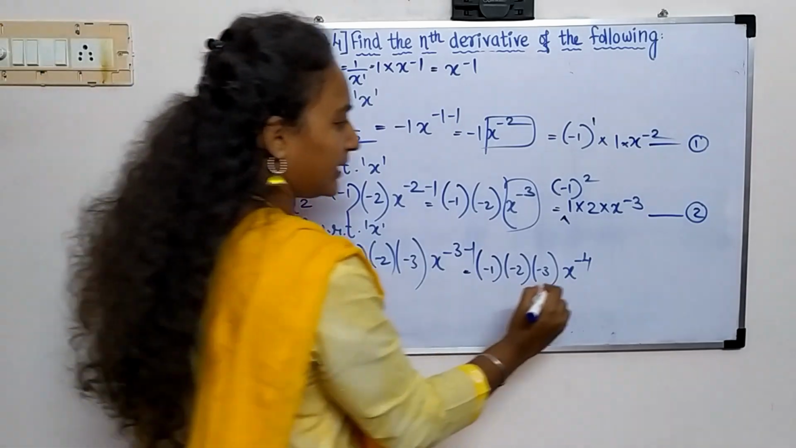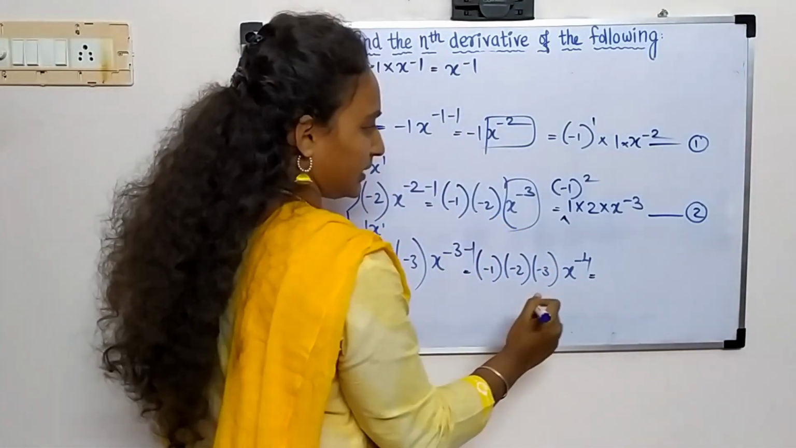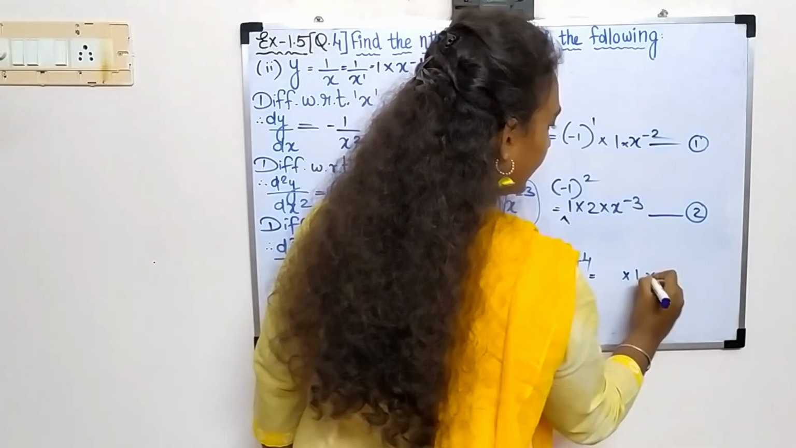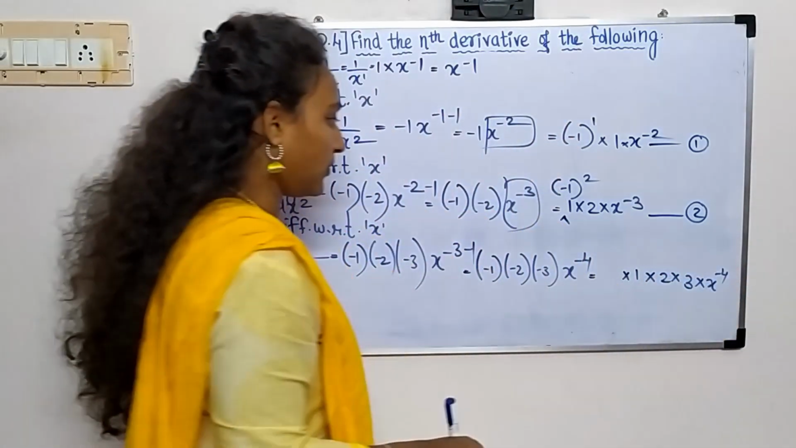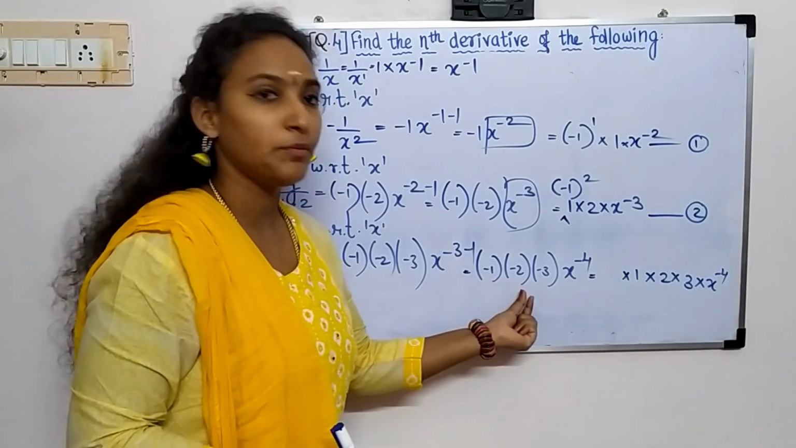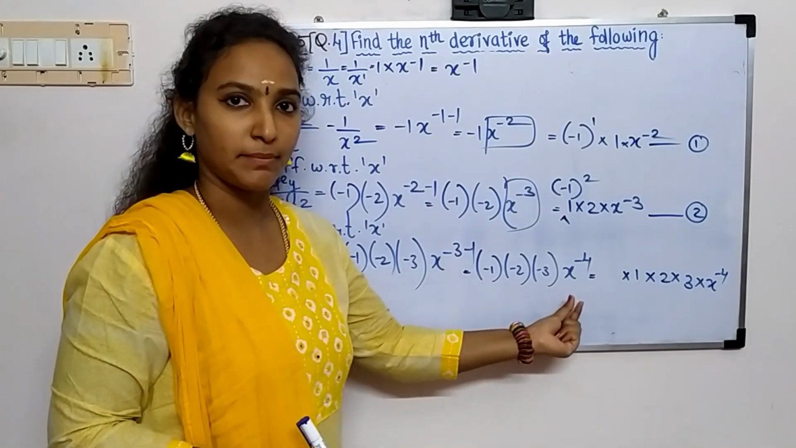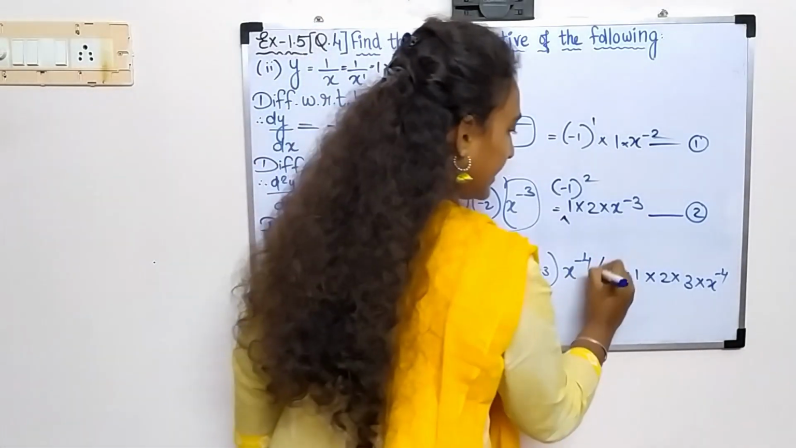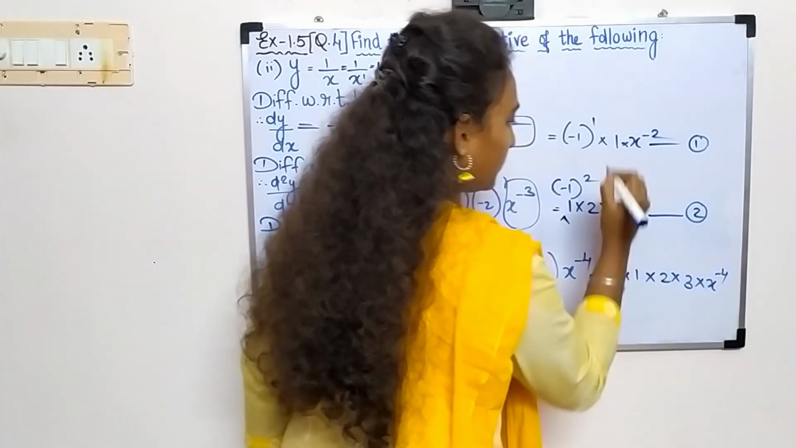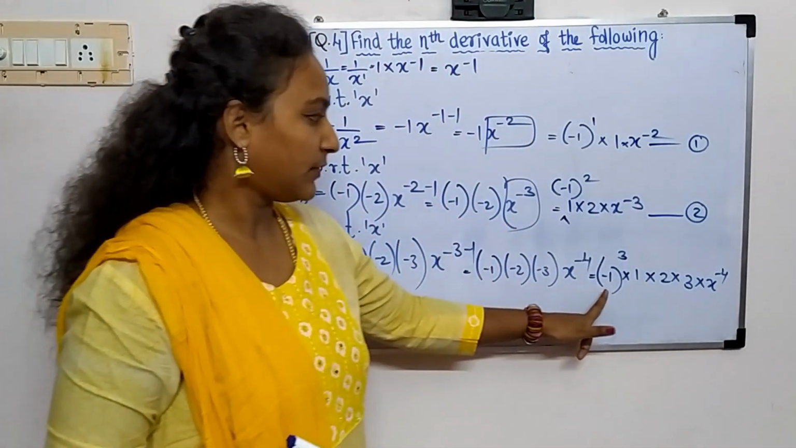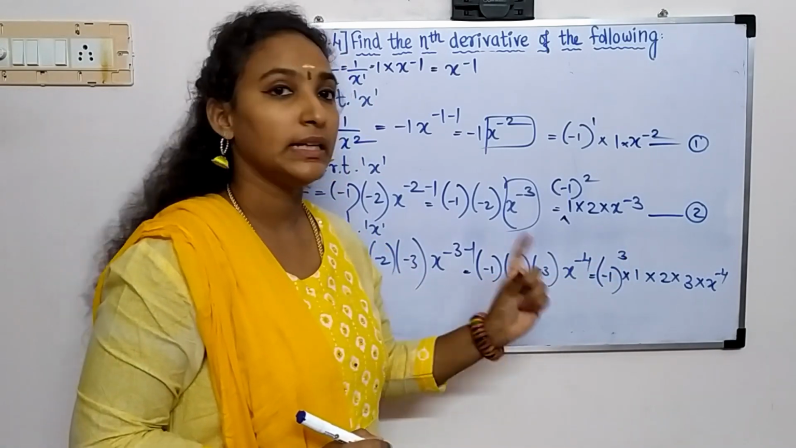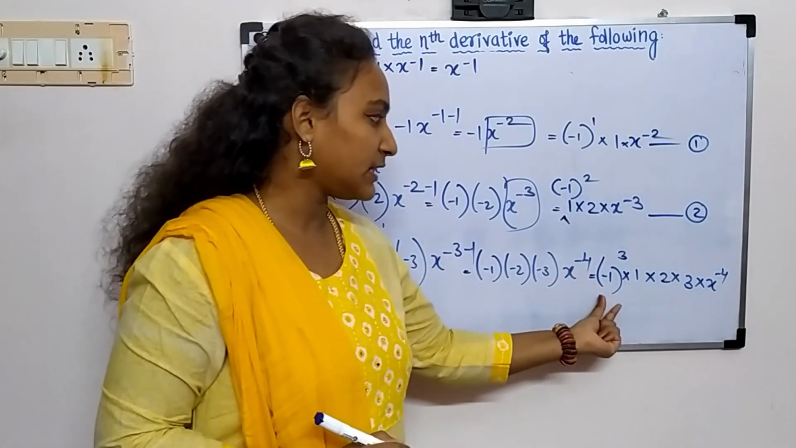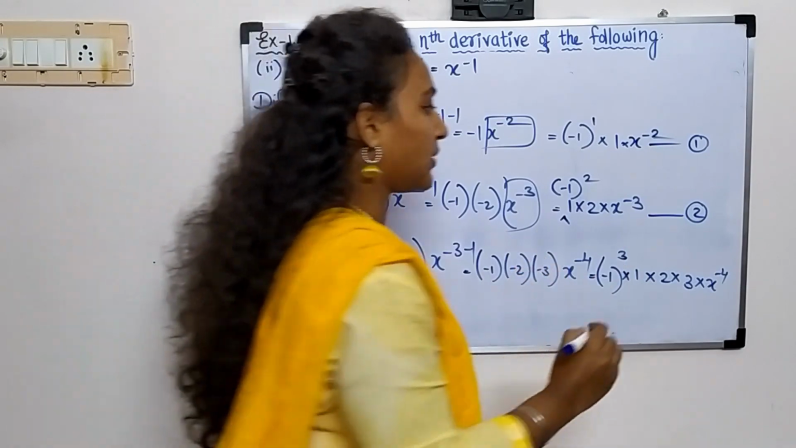See equation number 3. Here, this is 1 into 2 into 3 x raised to minus 4. We have minus into minus plus, plus into minus minus, that is minus 1 raised to cube. We can write it as minus 1 raised to cube because we have 1, 2, 3. 3 minus 1, that is minus 1 raised to cube. This is our equation number 3.